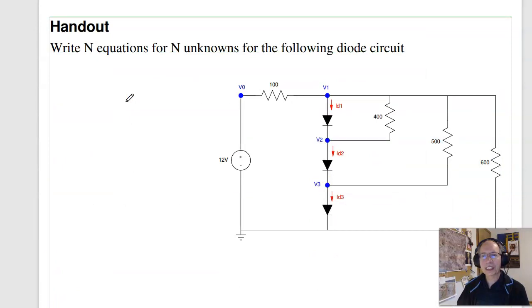So here's the handout for you. Try to write n equations for n unknowns for this circuit. And if you're watching online, just pause the video, try to write those, then we'll go over it. Okay, assuming you picked up again, let's do it this way.